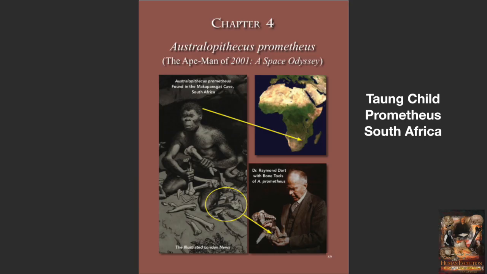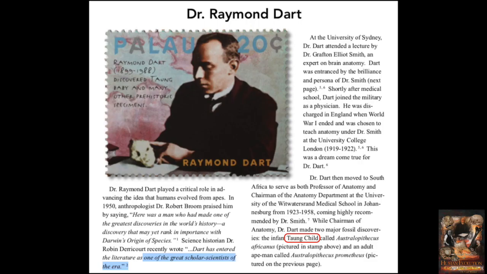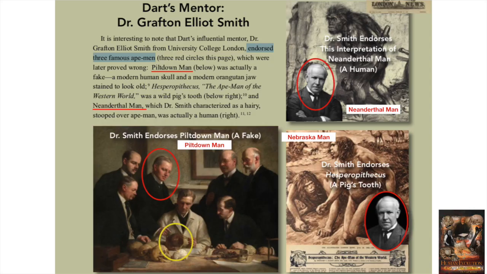Okay, that's chapter 3. Now let's take a look at the Taung Child. This is going to South Africa. Another character. This is Dr. Raymond Dart. And who trained him? His mentor was Dr. Grafton Smith, who was the one who endorsed 3 frauds. Piltdown Man, he said, was an ape man, when in actuality it was the jaw of an ape and the skull of a human. And Smith said, yeah, that's good to go. Another one was the Neanderthal Man, where they promoted him as an ape man and was actually all human.